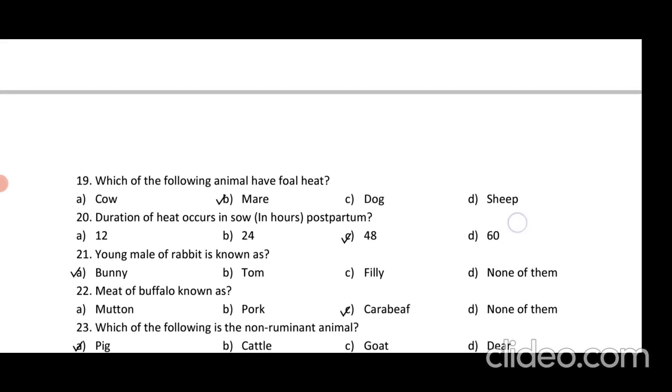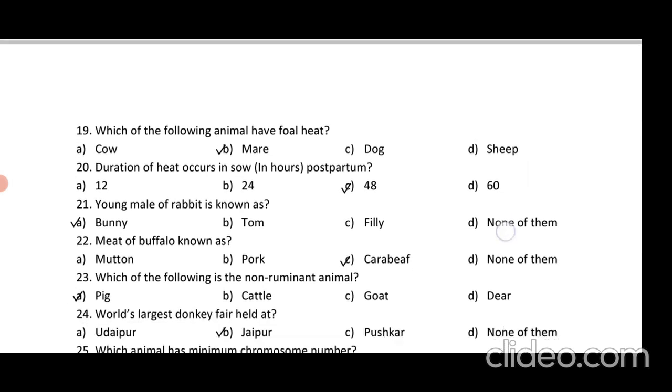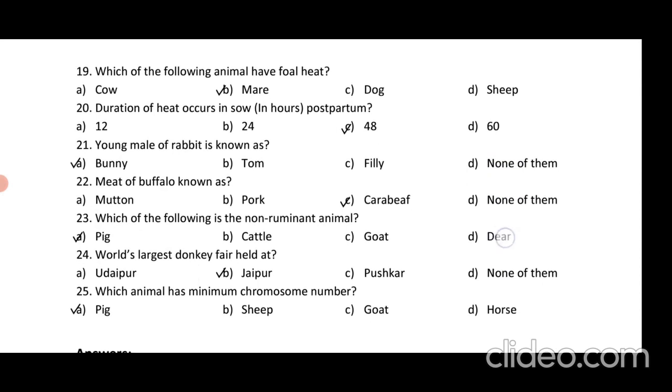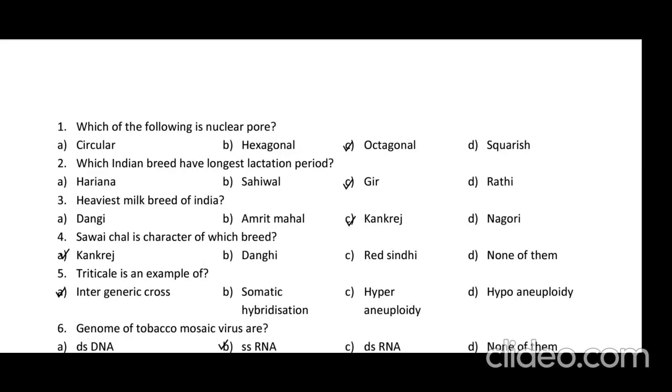Which of the following is the non-ruminant animal? Pig is non-ruminant. World's largest donkey fair is held at Jaipur, India. Which animal has minimum chromosome number? Pig has the minimum chromosome number. Which of the following is nuclear pore? Octagonal. Nuclear pores are octagonal.